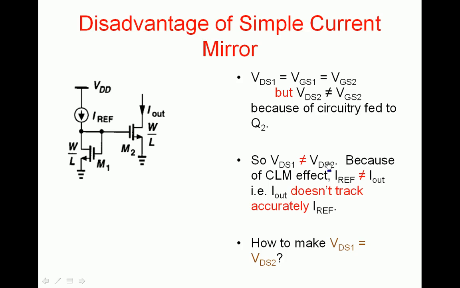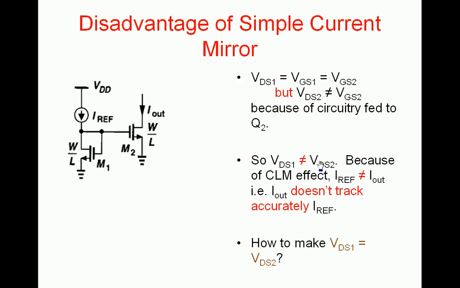Since VGS2 is nothing but VDS1, VDS1 is not equal to VDS2. Whenever VDS1 is not equal to VDS2, we cannot expect exactly identical currents at output as input. Channel length modulation says that even though you are applying the same gate to source voltage, the output currents may differ if the drain to source voltages differ. So as VDS changes, ID changes for the same VGS minus VT, which is treated as the channel length modulation effect, CLM. So from that, I out is not equal to I reference. The output current is not tracking the reference current accurately.